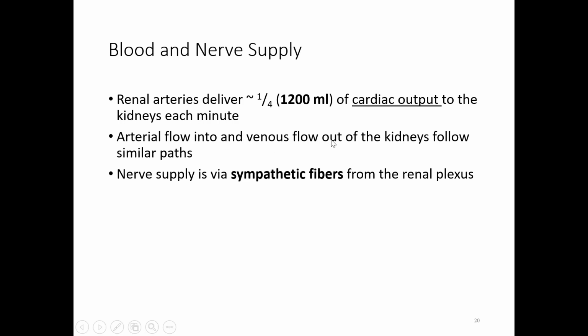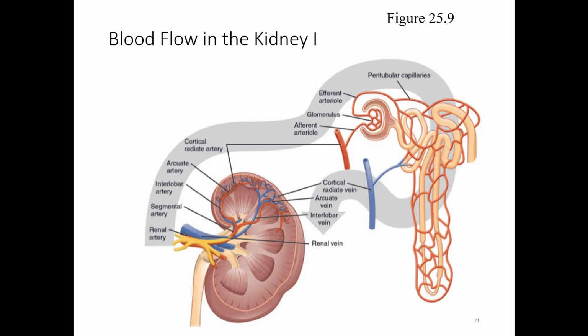Arterial flow into and venous flow out of the kidneys follow similar paths. Nerve supply is provided by sympathetic fibers. We'll talk more about arteries just in a moment. Blood flow in the kidney.